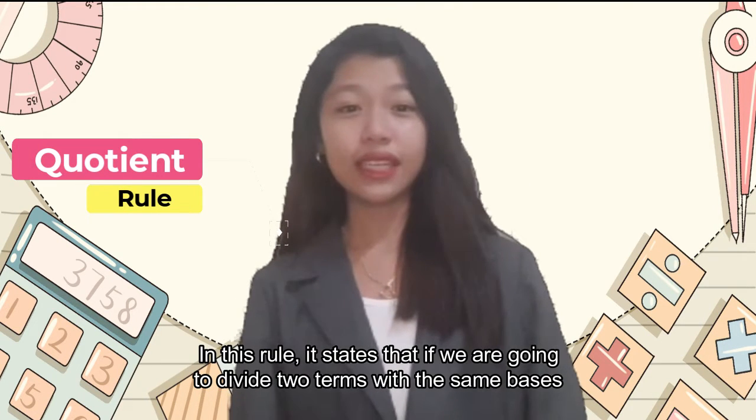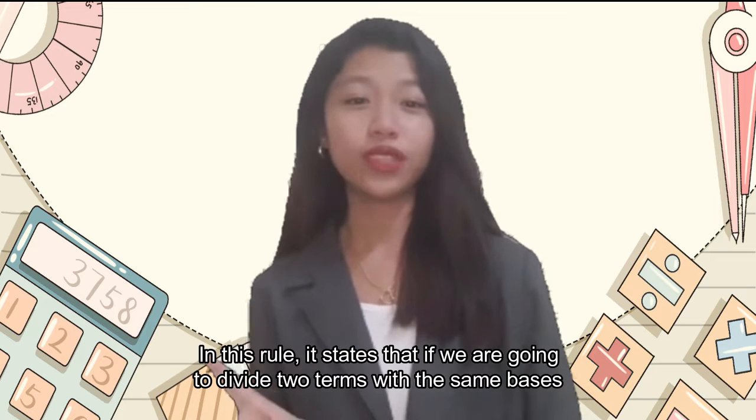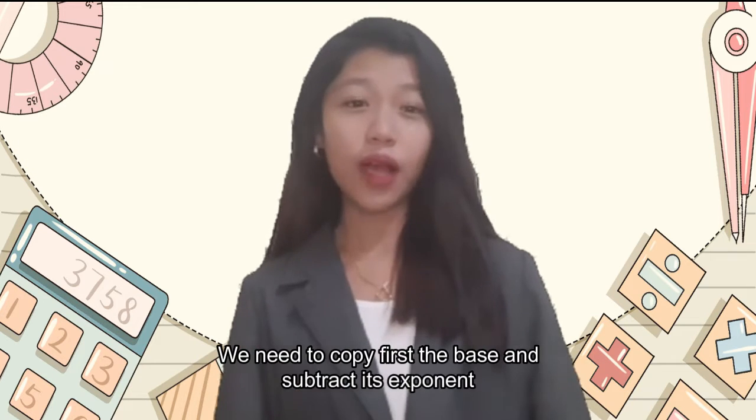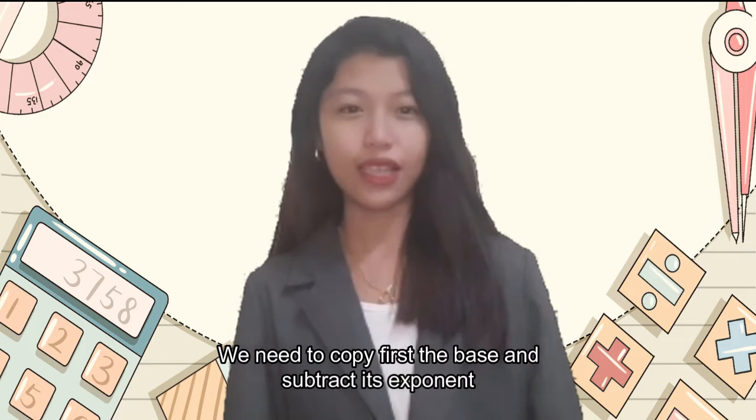The next rule that I'm going to discuss is the quotient rule. In this rule, it states that if we are going to divide two terms with the same bases, we need to copy first the base and subtract its exponent.